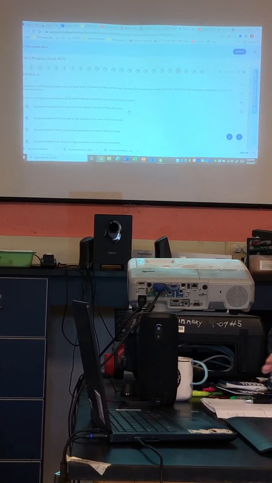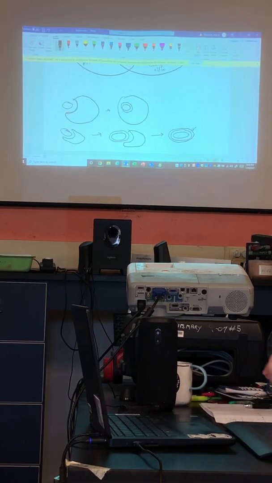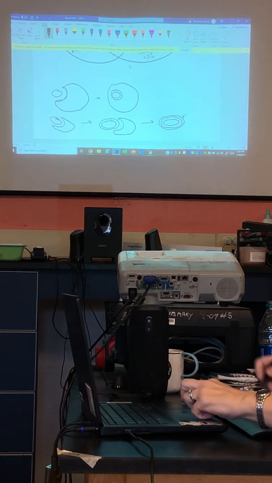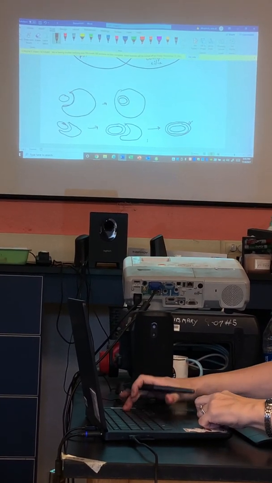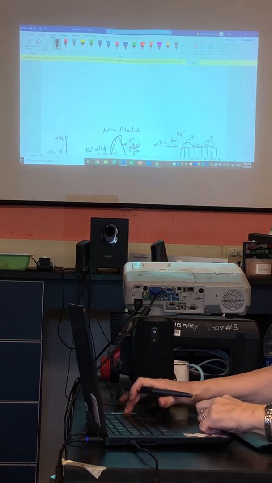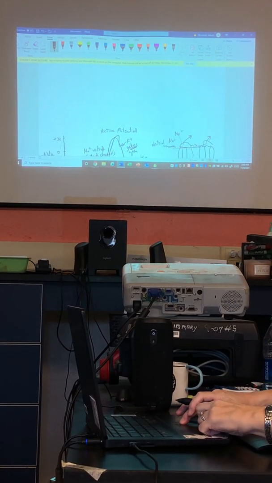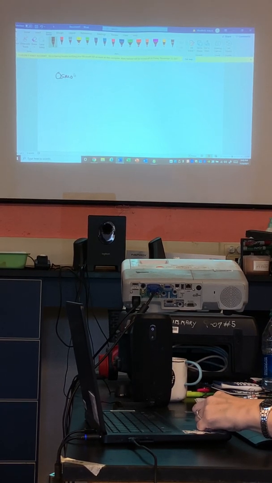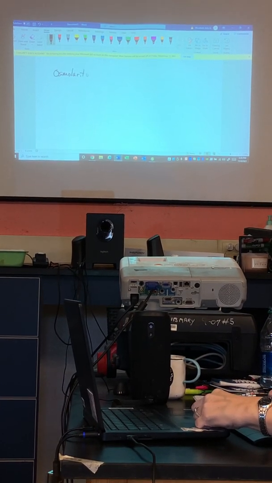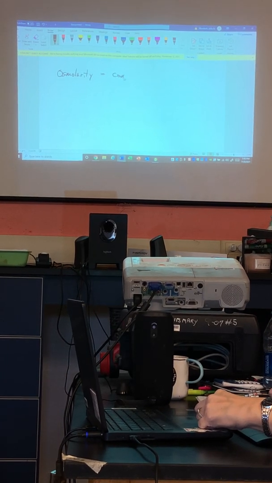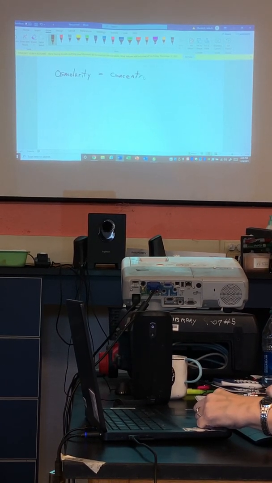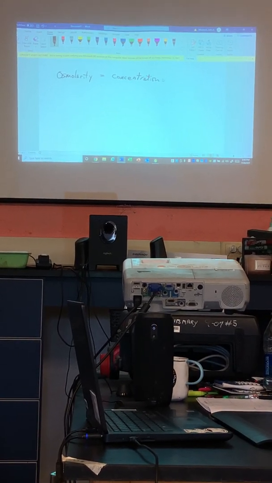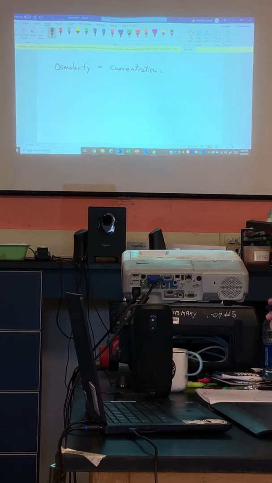Okay, osmolarity, you don't know that word, do you? And it's confusing, and it's actually very simple, okay? Osmolarity is another word. It's pretty much the same as concentration. So it's just how much solutes are in there. That's all it means, okay?